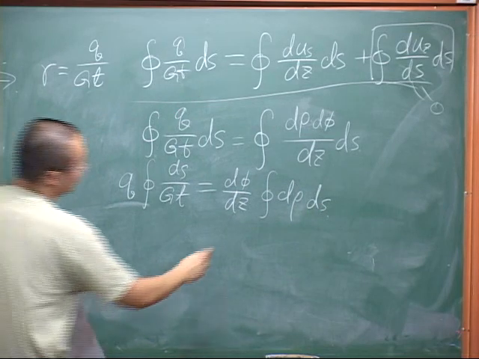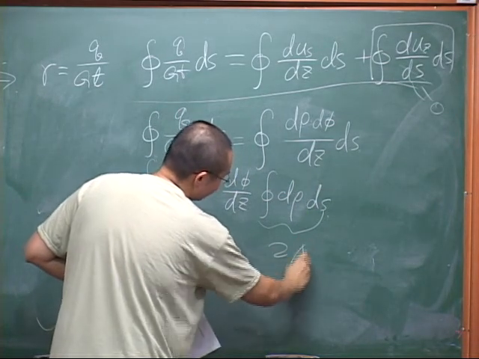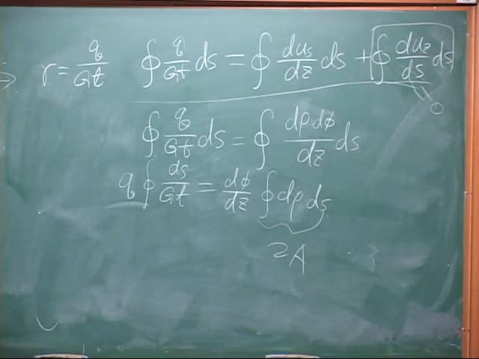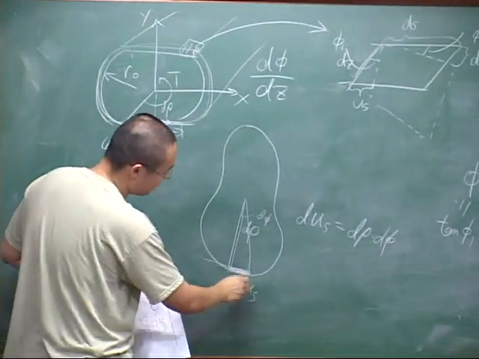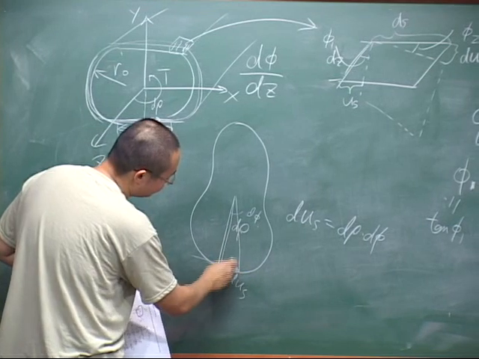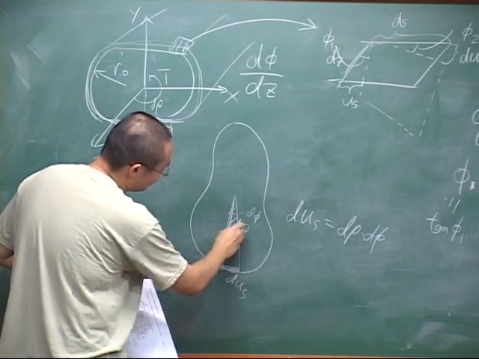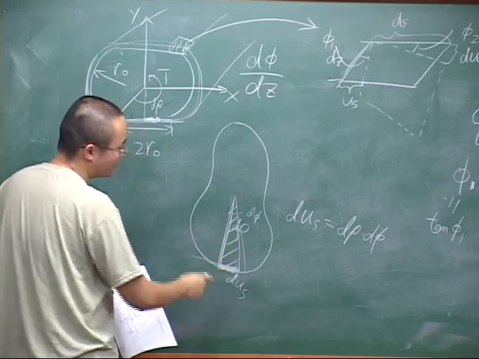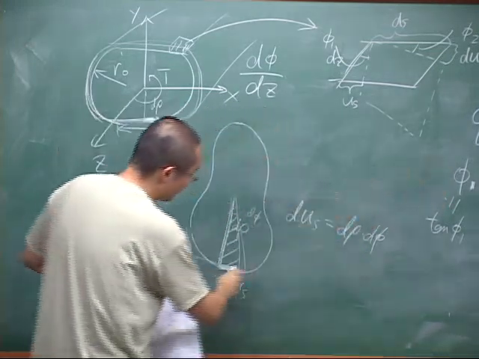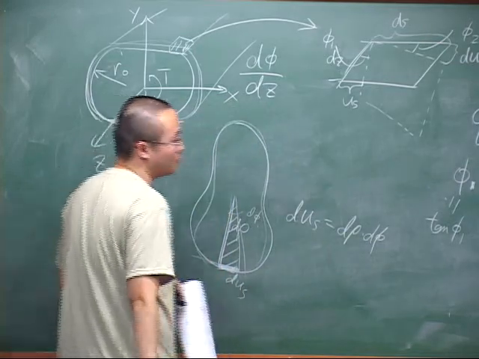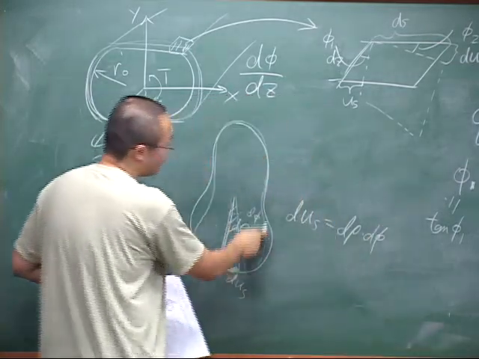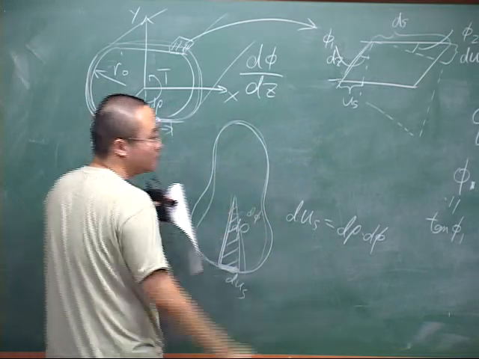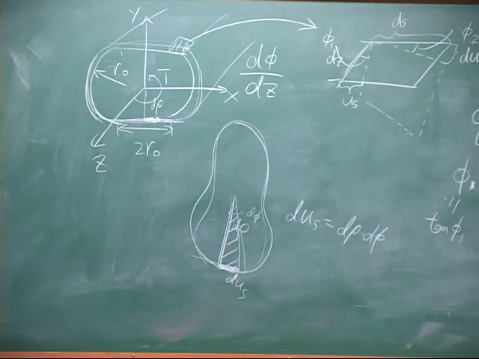Rho ds. And what is this? This is 2a. Because, see, d rho times ds, dus. I'm sorry, this is ds, this arc length, and this is equal to 2 times the area of this triangle. So if you integrate over ds, over the whole curve, you will eventually have 2a over here.